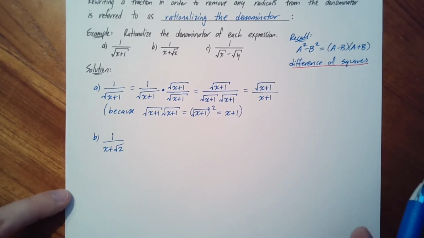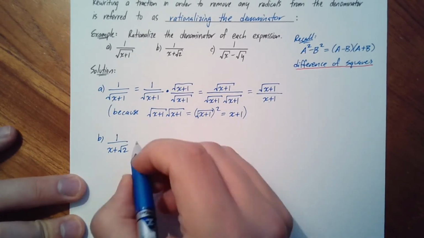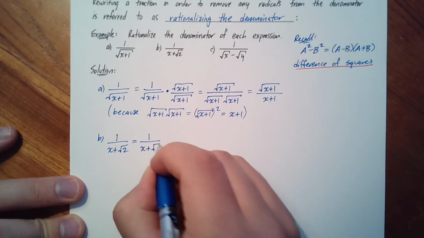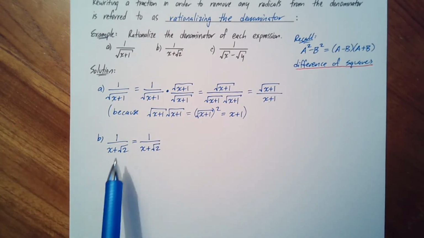So we're going to actually use it in reverse. So I'm going to start off the same way. I'm going to try to multiply by 1, but do it in a clever way. So I'm going to start with just, of course this is true, right?